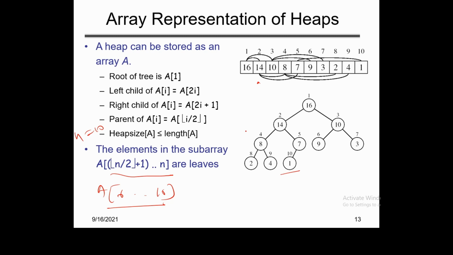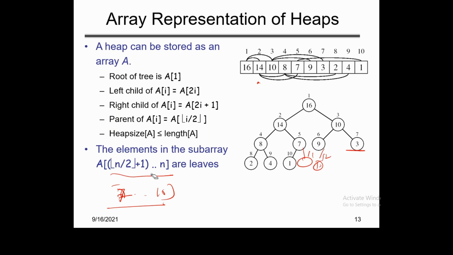Suppose I insert more elements: one at 11, one at 12. So now how many elements do we have? We have 12 elements. So 12 by 2 is 6, plus 1 is 7. So A7 to A10. This is A7, A8, A9, A10. These will be the leaves.